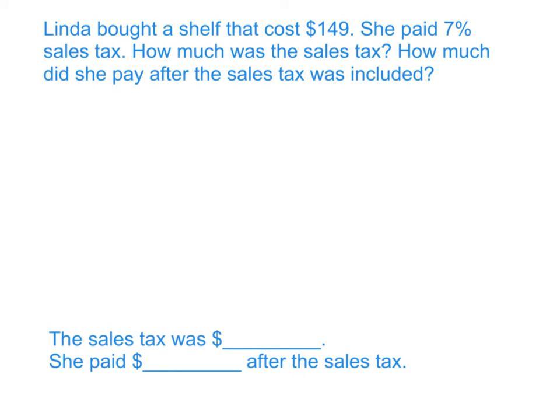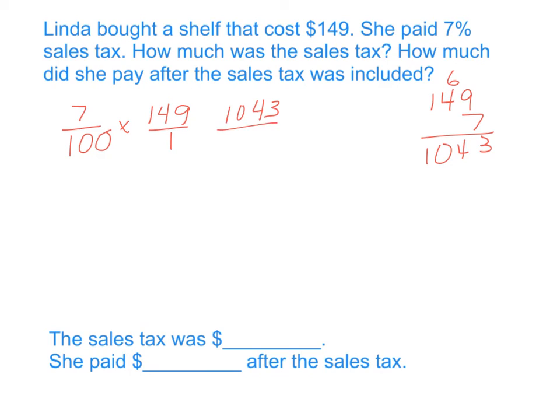And pause the video and try this last one, which is sales tax. Again, any kind of tax gets added on. And this time she paid 7%, so 7/100ths times $149 over 1. Not much to reduce here, so we'll go ahead and multiply our 149 times 7 first. So we get 1,043 on the top, 100 on the bottom. Dividing by 100 means go left twice.